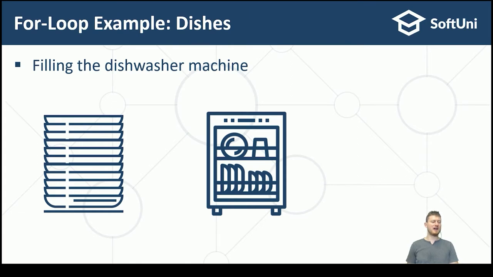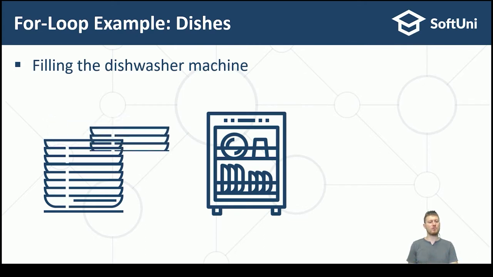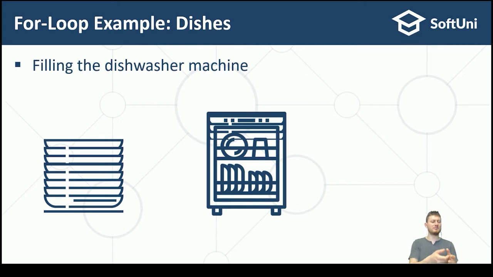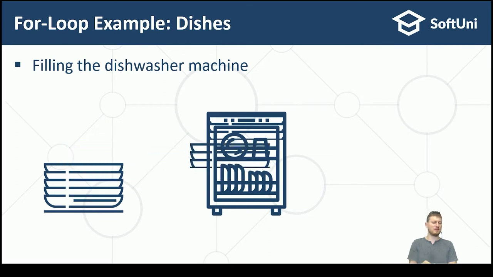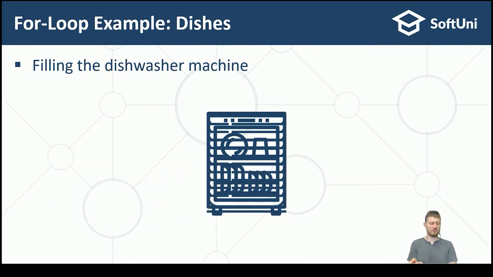So this is another example. We have a set of dishes, a set of plates, and we want to put these plates in the dishwasher machine. So this is a repeating action. We take some plates and we put them in the dishwasher machine. We take another several plates and we put them in the dishwasher machine. We take more plates and we put them in the dishwasher machine. So this is a repeating action.